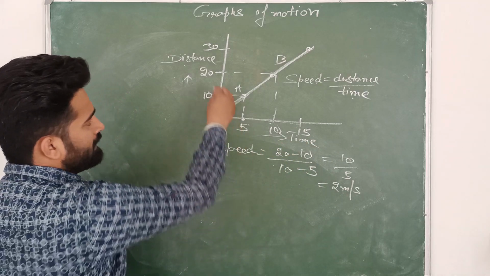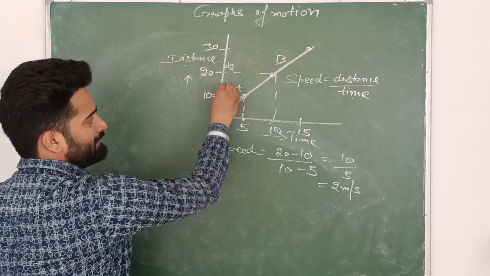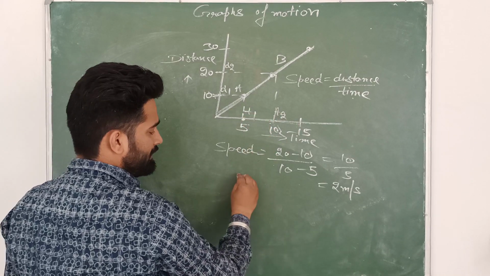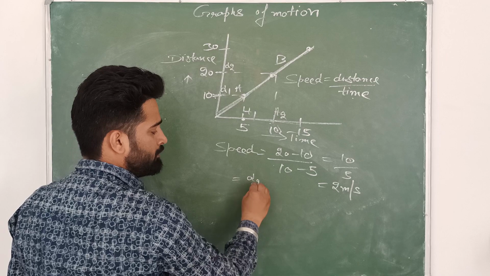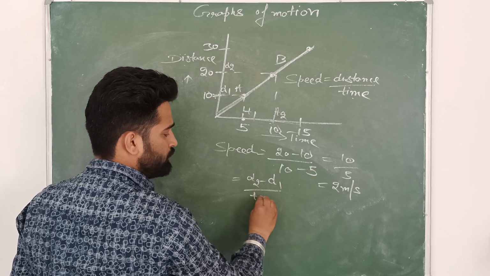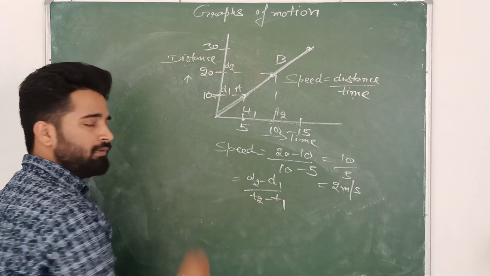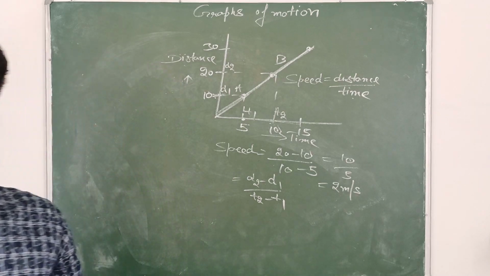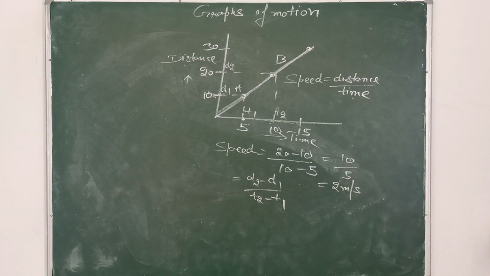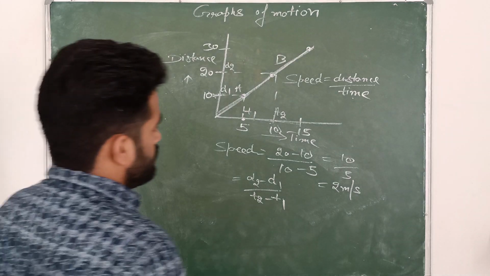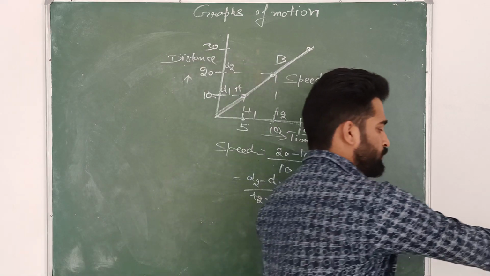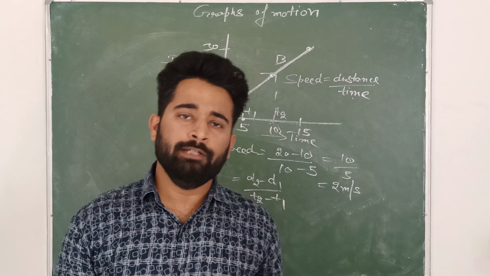So what is the formula here? Let this distance be d2 and this distance be d1, and this time be t2 and this time be t1. So what is the formula to calculate the speed? d2 minus d1 divided by t2 minus t1. This is the formula to calculate the speed. Please note this down, then I will erase. Everyone note it down fast. d2 minus d1 divided by t2 minus t1.